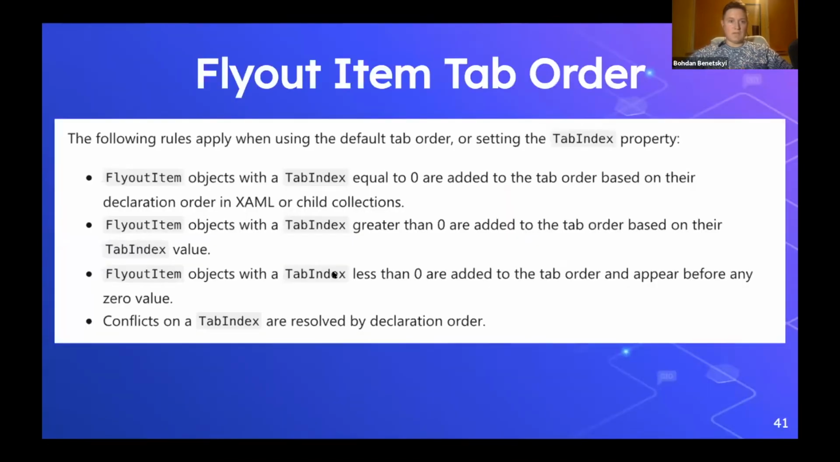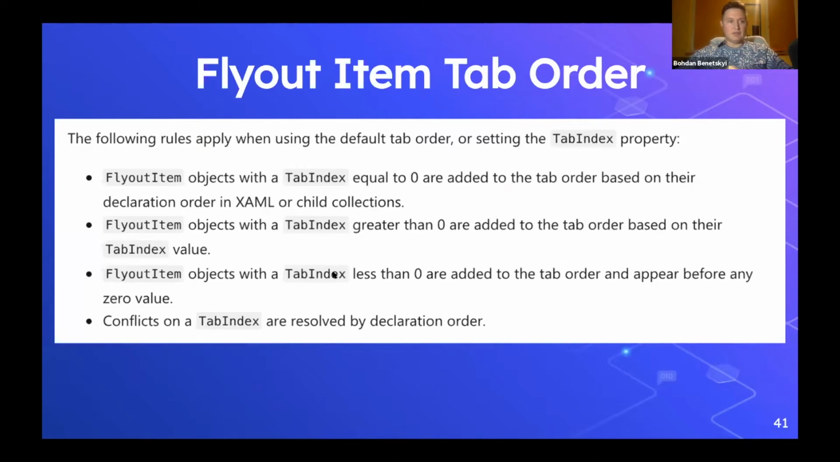So, flyout item and tab bar order. One more interesting thing, you can manage it without any changes if you just properly set it hierarchically in your shell page. I don't know how to call that shell XAML file where you define the whole hierarchy of your Xamarin application.